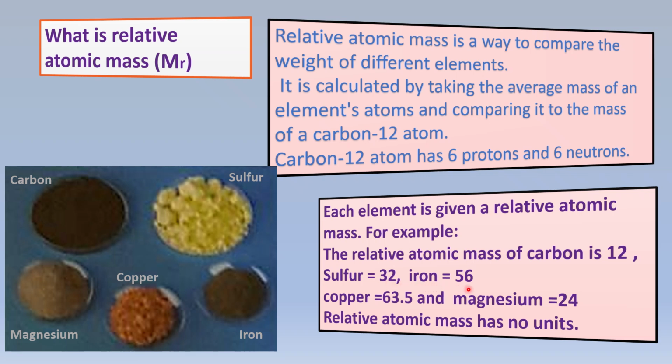Iron is 56. Copper is 63 and a half. And magnesium is 24. Sometimes you will find this in this way. It has 0.5 because it is an average of many isotopes. The relative atomic mass has no units, only a number: 24, 56, but there is no unit.